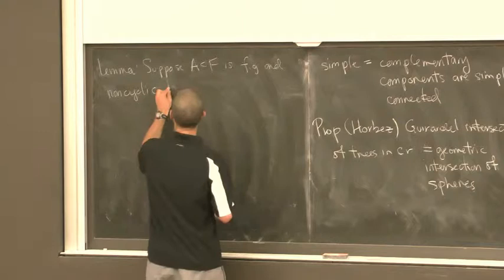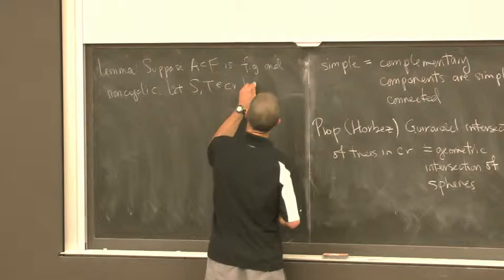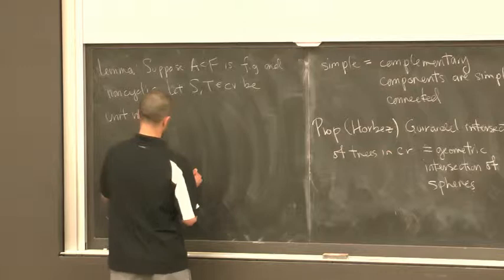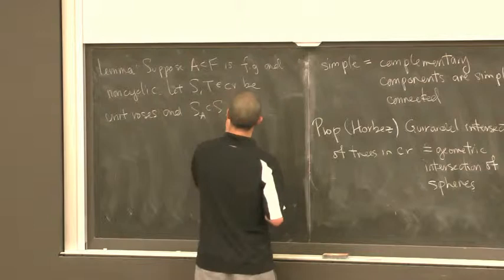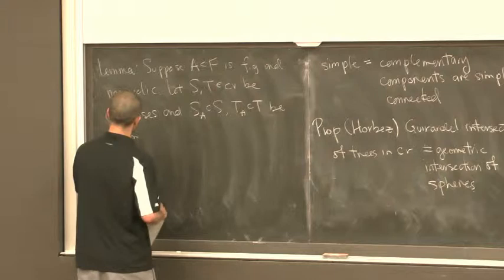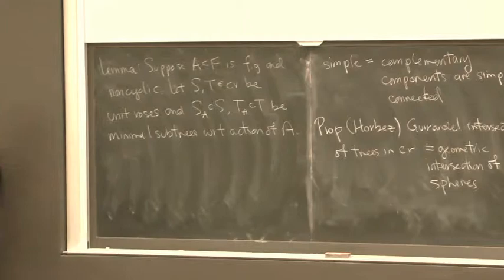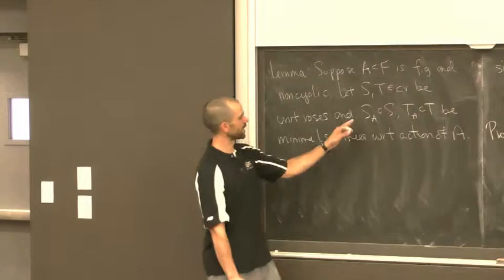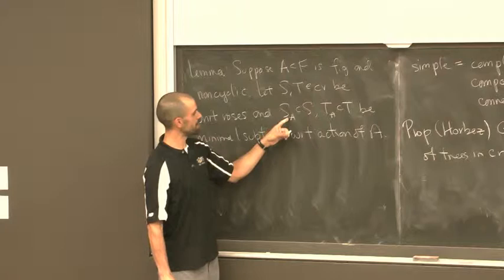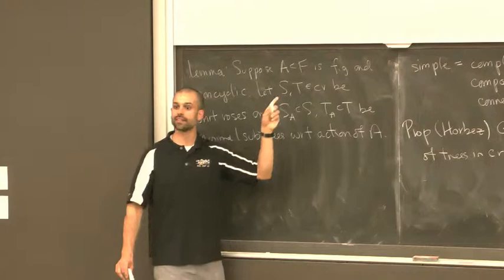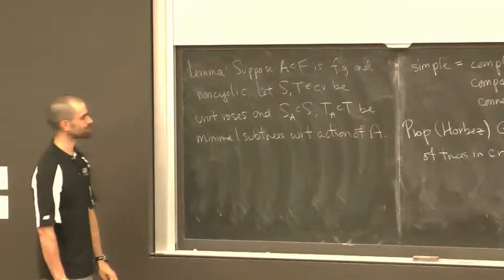So let S and T be, as in that theorem over there, unit roses. And let S sub A inside of S and T sub A inside of T be the minimal subtrees with respect to the action of A. So I'm going to take these trees and let A act on them. Now these trees S sub A and T sub A are in fact in the outer space corresponding to the subgroup A, because these are free simplicial actions on trees. So in particular, I can look at their intersection number.